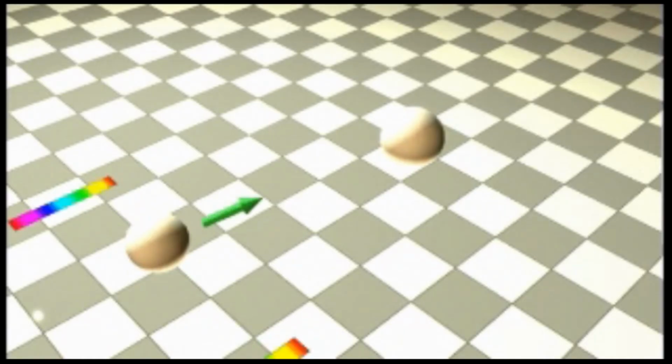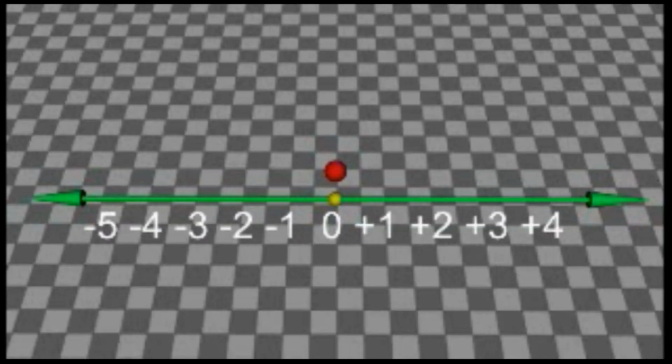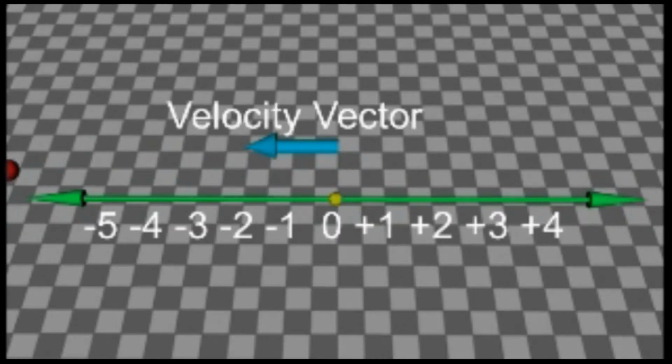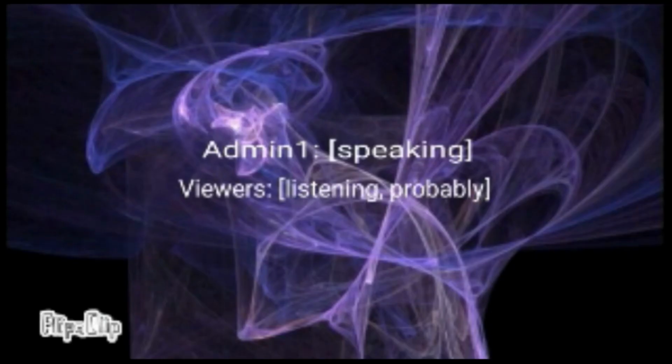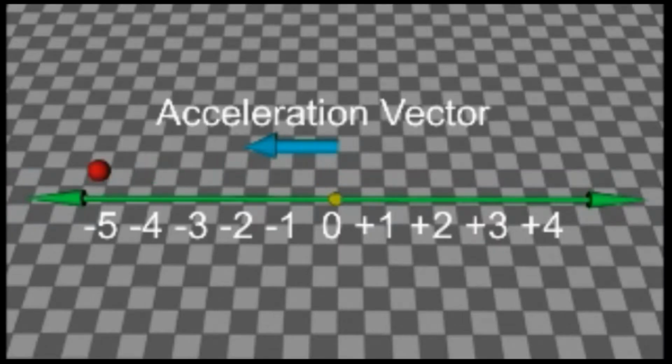Now, just like displacement, velocity and acceleration are also vectors. If we assume this direction to be positive, and we say that an object has a velocity of negative 5 meters per second, then it means that the object is moving in the negative direction at 5 meters per second. Similarly, if an object's acceleration is negative 5 meters per second squared, then it means that the acceleration is 5 meters per second squared in the negative direction.